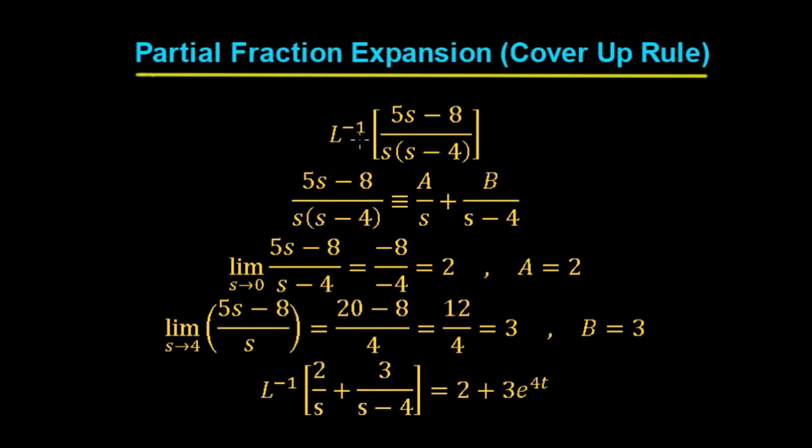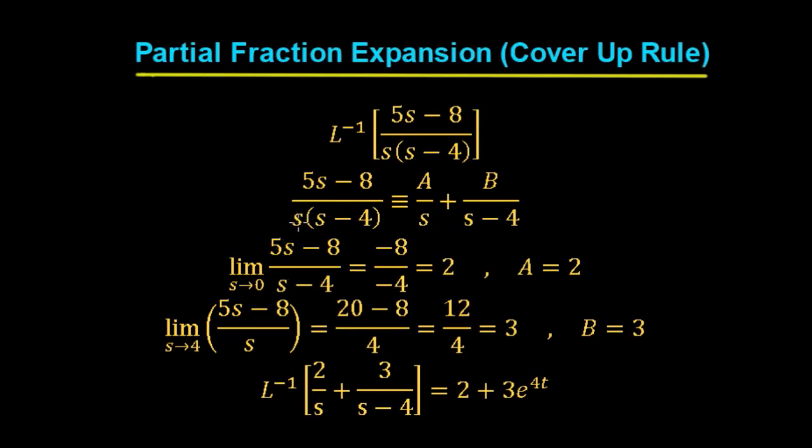The inverse Laplace transform of (5s minus a) upon s times (s minus 4). Well, we've seen from partial fraction expansion that this could be written as a upon s plus b upon s minus 4. Now in the cover-up rule, we take the first term, a upon s, we cover up the s in this equation, and then we see what's left over. So what's left over is (5s minus a) upon (s minus 4).